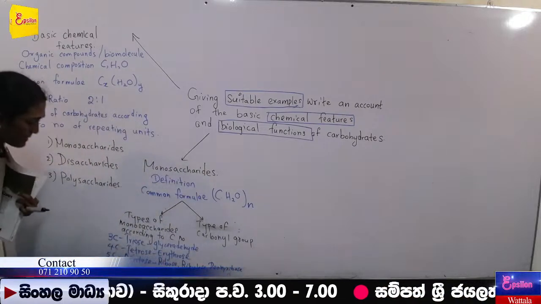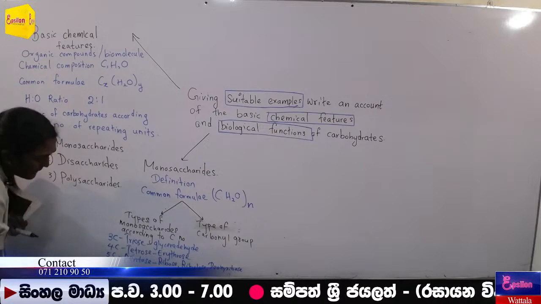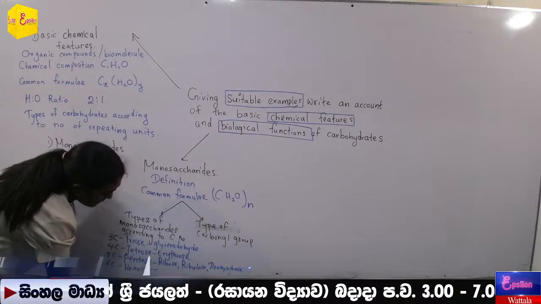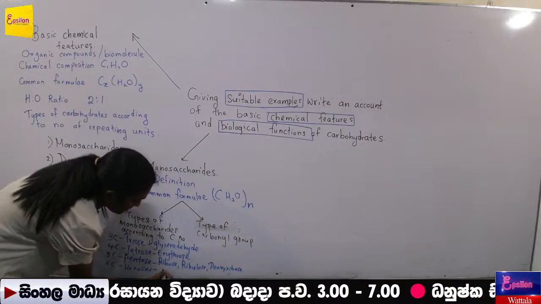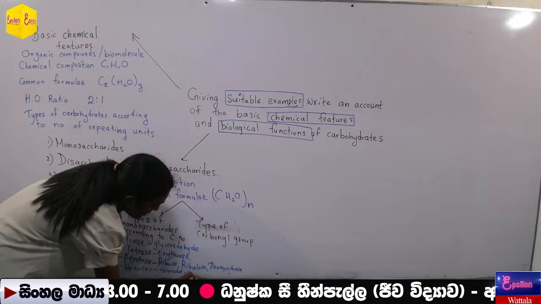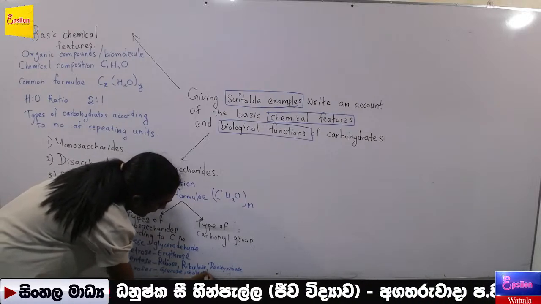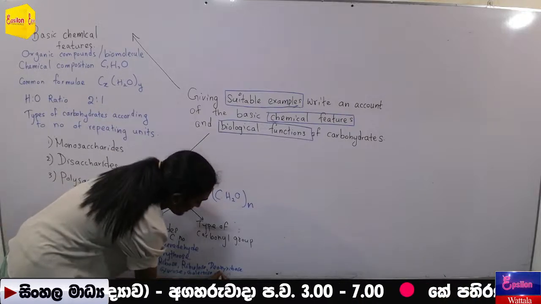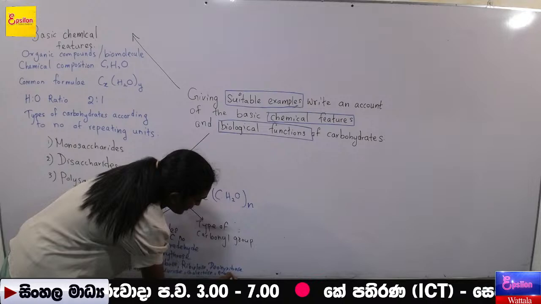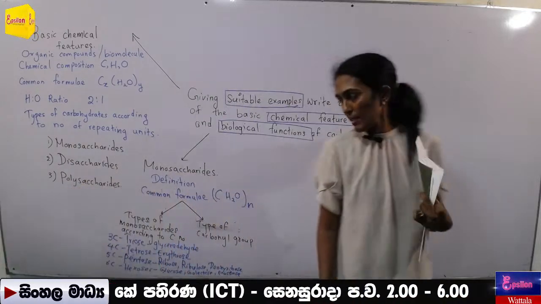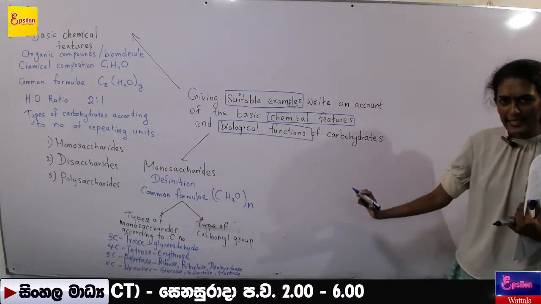And then 6-carbon hexoses. Example, glucose, galactose, and what is the other one? Fructose. Right. So if this is not clear, you know what it is here now. Alright. So that's done. That side is done.